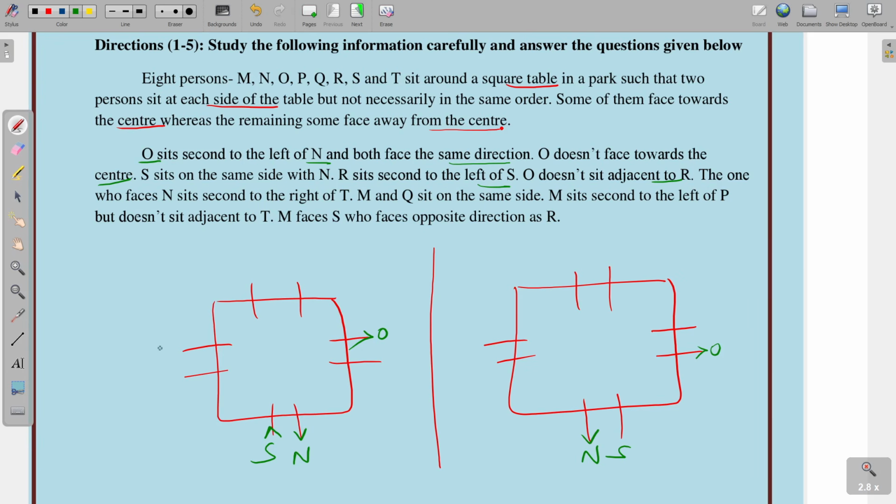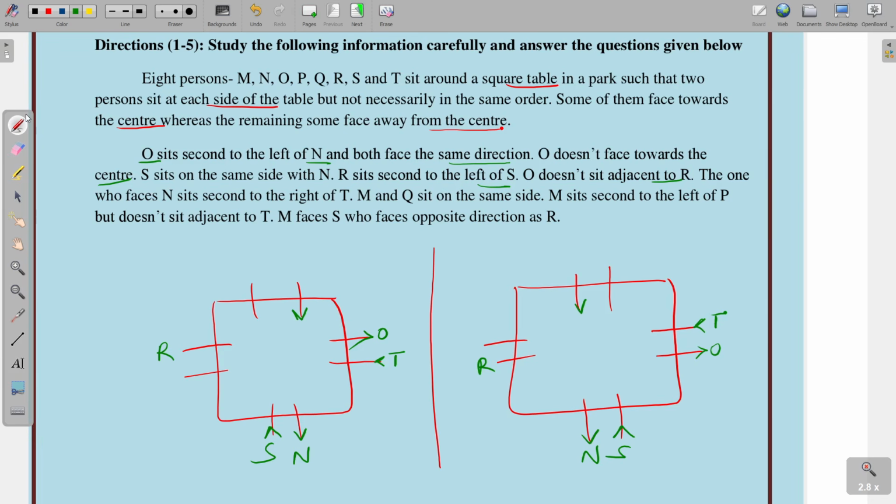Suppose S is facing center, R is placed here. Next, the one who faces N sits second to the right of T. So this person is facing N. He is the second to the right of T. So only this place is left. T is facing center and he is the second to the right of that person. Why? Because here we don't have any place to fix T, and only this place we have. So T is facing center.